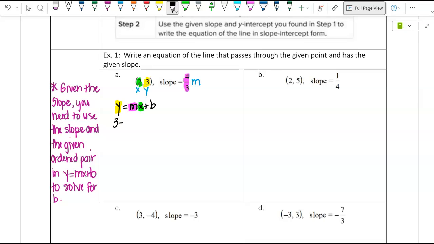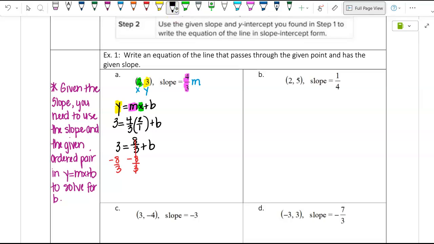So 3 equals 4/3 times 2 over 1. Remember, if I have a whole number for x, I'm just putting it over 1 to multiply times my fraction, plus b. When I multiply fractions, I multiply straight across, so I get 3 equals 8/3 plus b. So I have to subtract 8/3 from both sides.